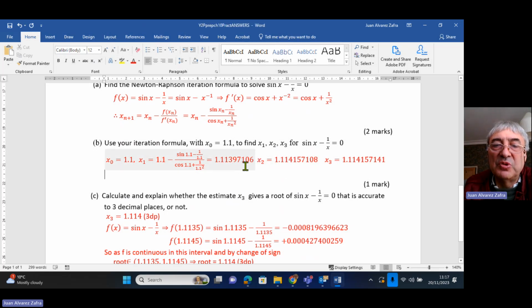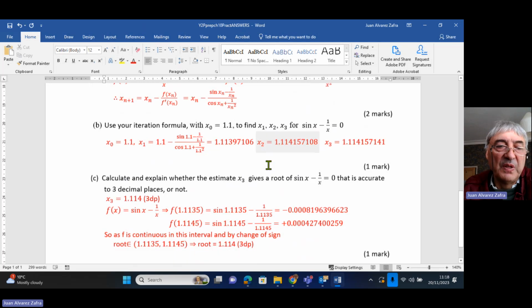And then we use that approximation, substitute it in again to get x2. So we have x2 minus f of x2 over f dash of x2, and so on, giving us progressive approximations, which, if it converges, should converge to the root that we want.